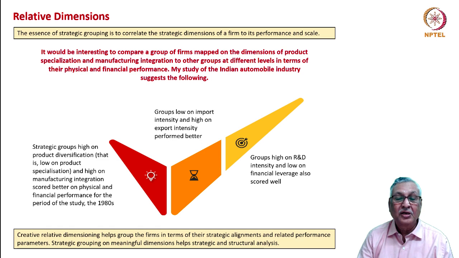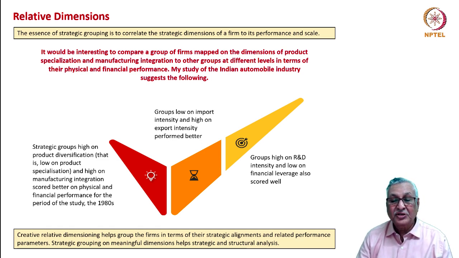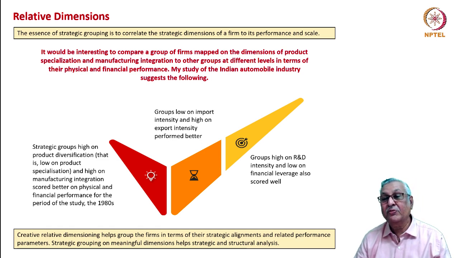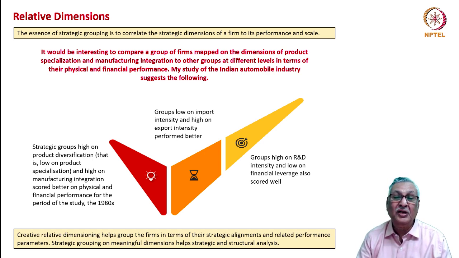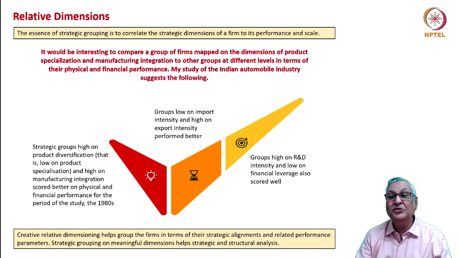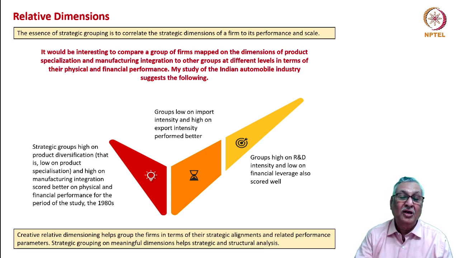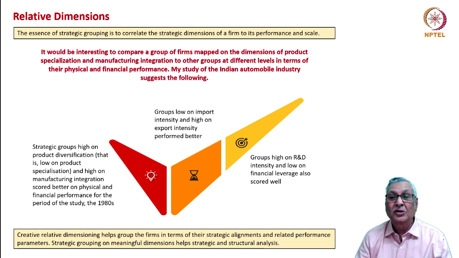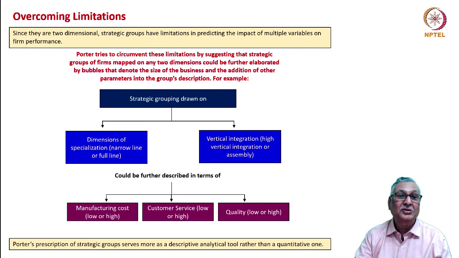Creative relative dimensioning helps groups in the firm in terms of their strategic alignments and related performance parameters. Strategic grouping on meaningful dimensions helps strategic and structural analysis. When companies undertake this strategic group analysis, they question themselves: if that strategic group is inferior, we should be taking care and we should not enter that strategic group. On the other hand, if it is superior, let me question myself as to why I am not in that strategic group. Am I having mobility barriers that are preventing me from moving into that strategic group? If so, how can I overcome those mobility barriers? These are the kinds of analysis and questions that arise out of strategic groups and their analysis.